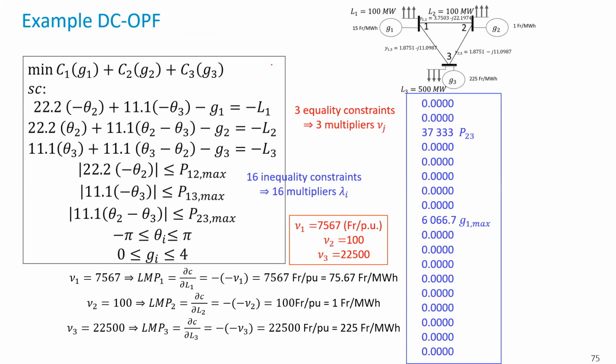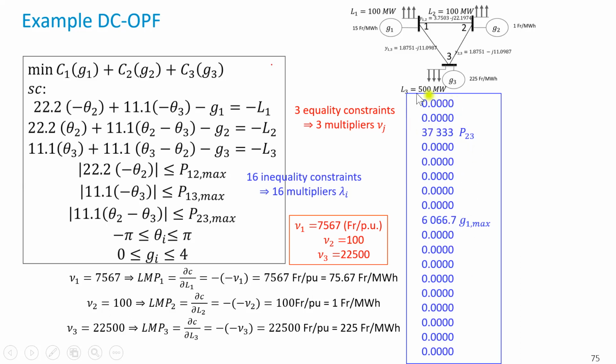I did it for this grid here. For the DC OPF formulation of the grid here, I computed the Lagrange multipliers. So I have obtained here, I have 3 equality constraints, so I have 3 Lagrange multipliers here. And I had a number of inequality constraints. Well, I have the values here.